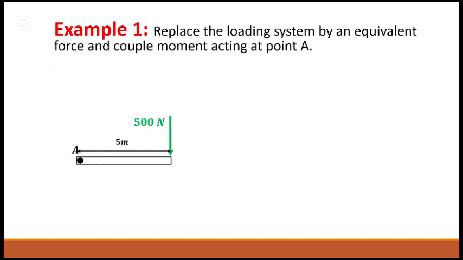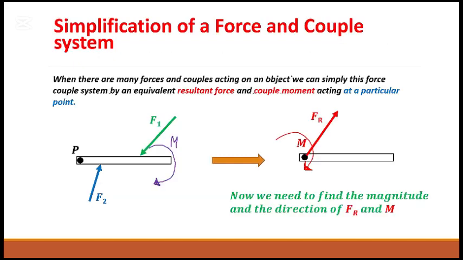For example, let's take this one. We need to know how to move things to one place. Here, this F1 is acting at this point. F2 is acting on this point. Moment is acting at the end. So if you want to bring everything to the P, we need to know one by one how to do it. Let's see how to do a simple one.